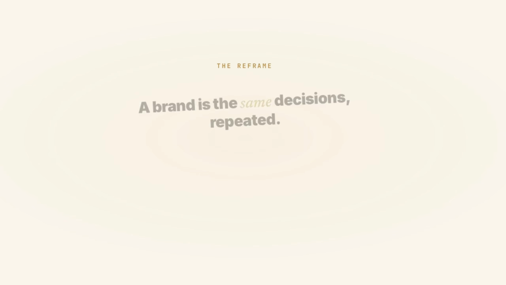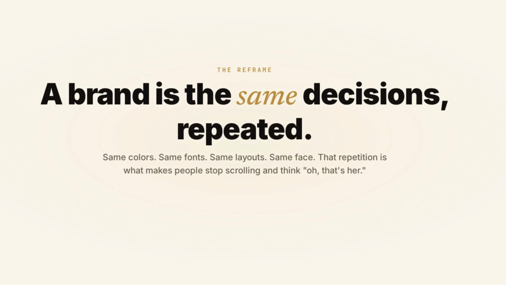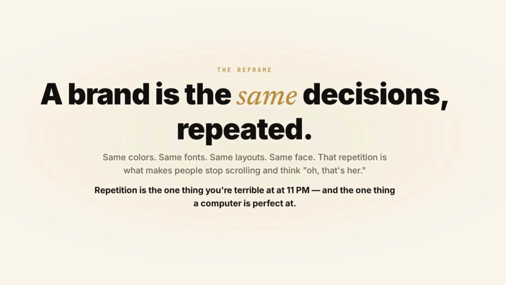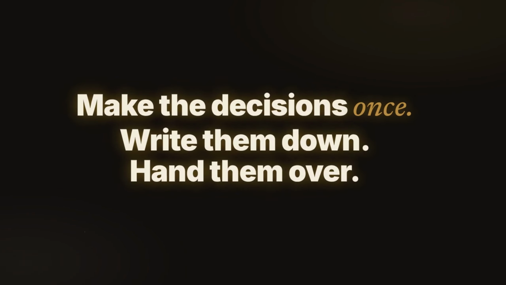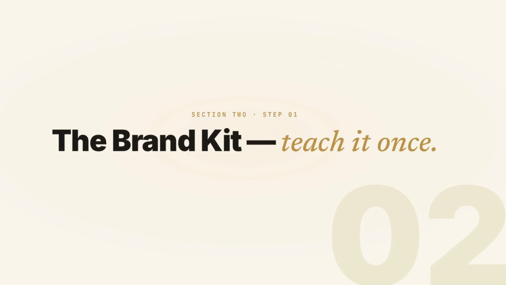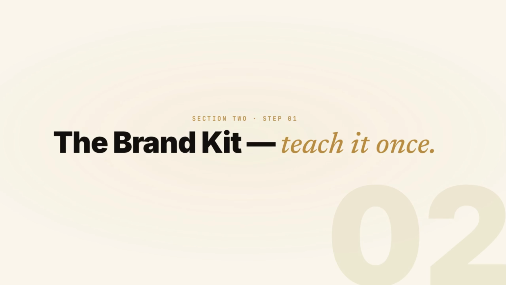A brand is the same decisions repeated, same colors, same fonts, same layouts, same face. That repetition is what makes people stop scrolling and think, oh, that's her, before they've read a word. And here's the thing: repeating decisions is the one thing you're terrible at 11 p.m., and the one thing a computer is perfect at. So we stop making design decisions entirely. We make them once, write them down, and hand them over. That's step 1.